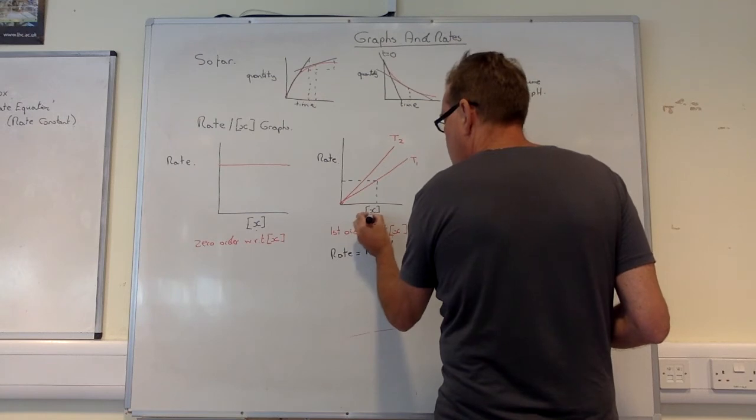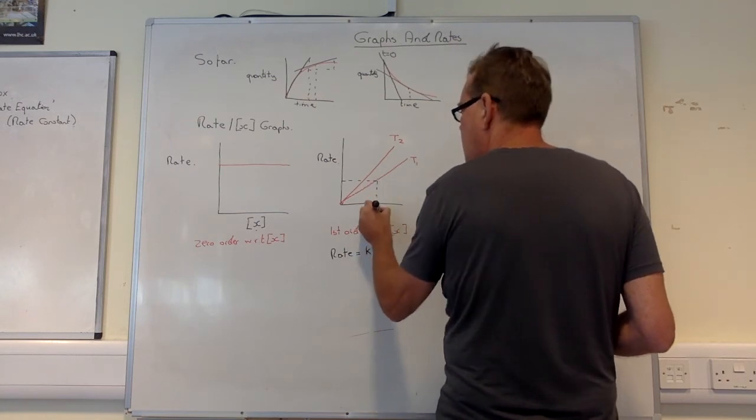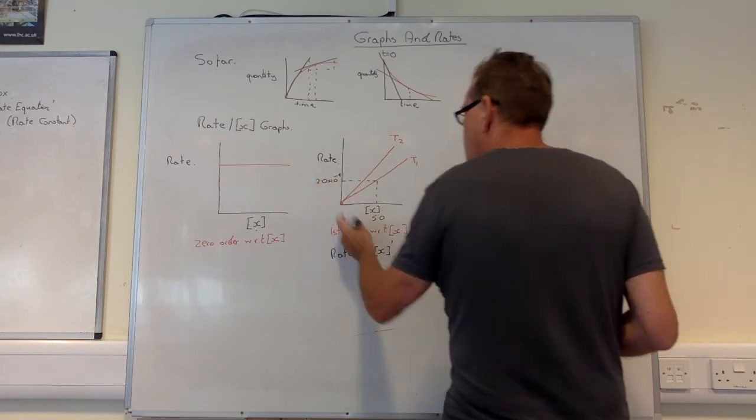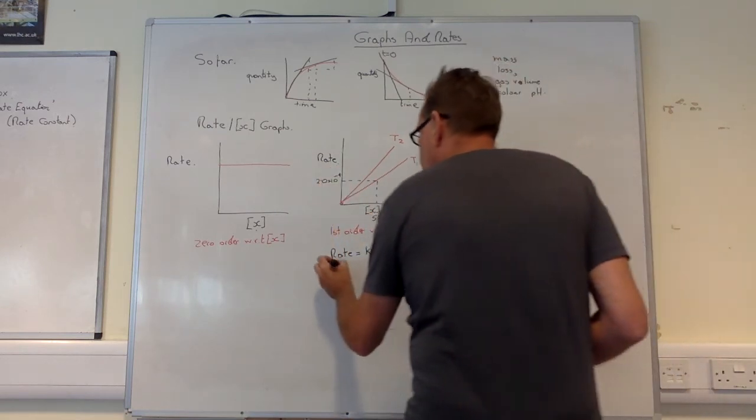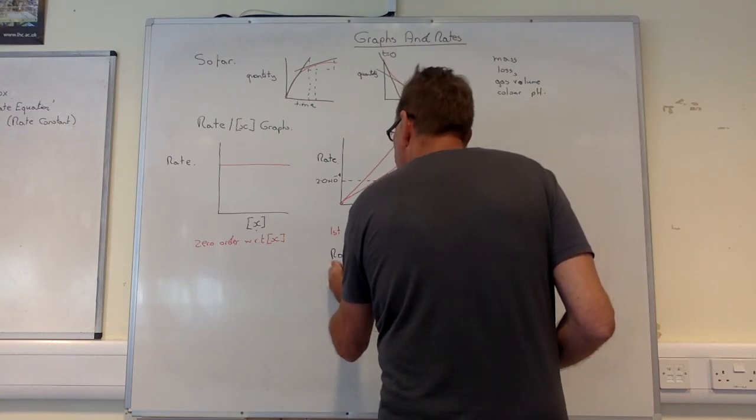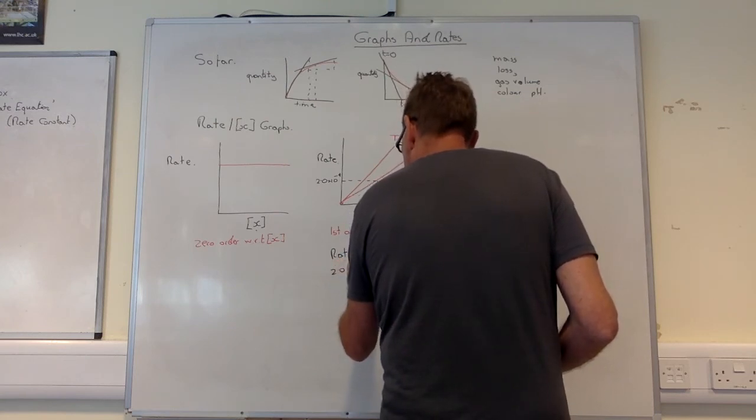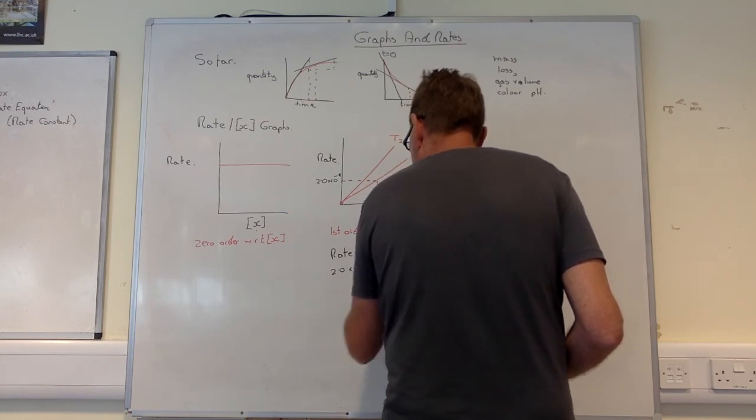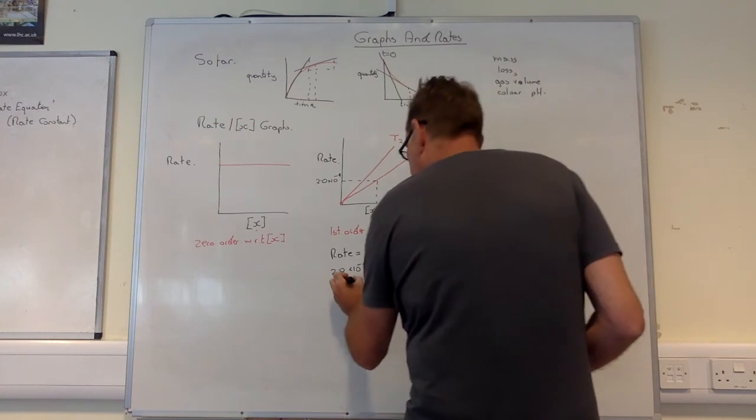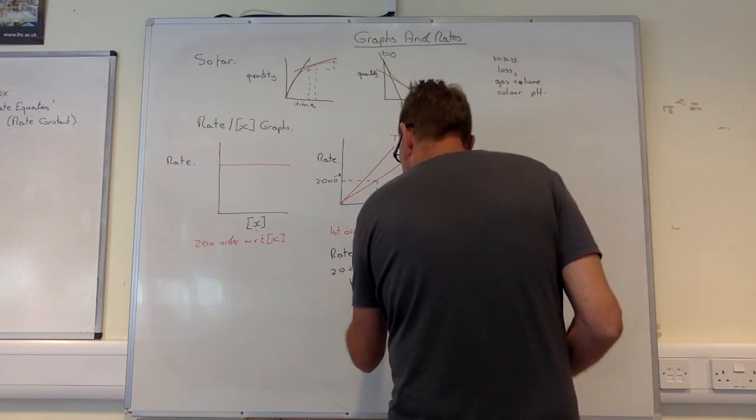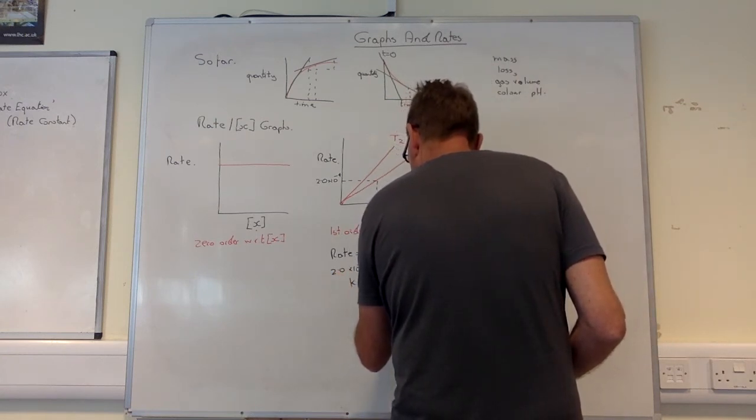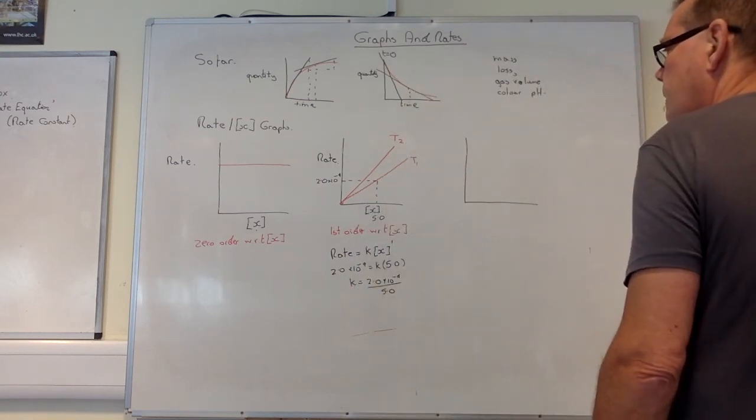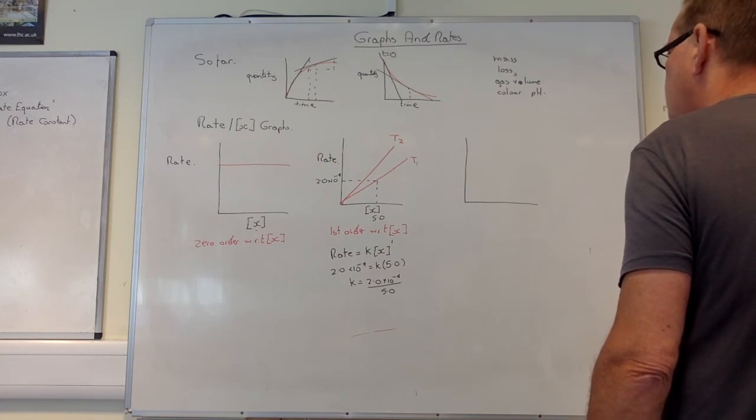So let's say that the concentration is 5 moles per dm cubed at that point and the rate is 2 times 10 to the minus 4. You can bang those numbers in. Times 5. Okay. So everything can be done with that. Work out K. Anything else to say about that? I don't think so.